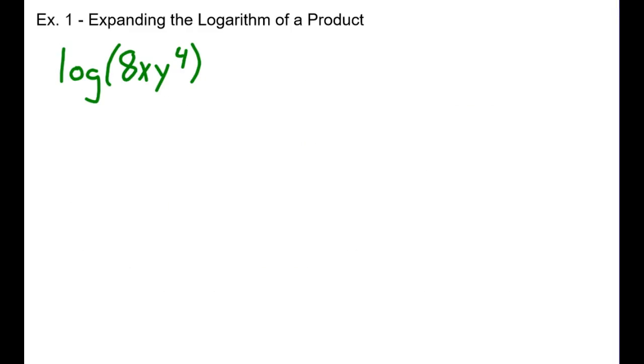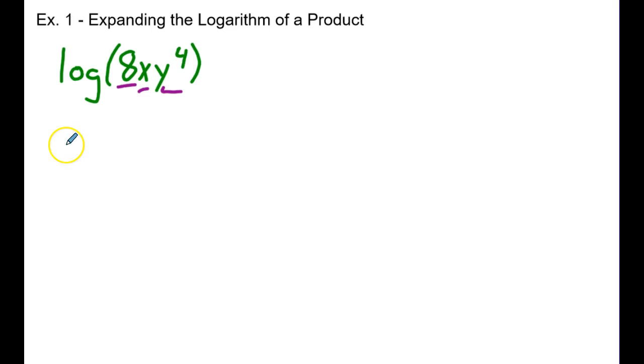Example 1, expanding the logarithm of a product. So we're going to take this logarithm we're given and break it apart using the product rule, and then we're actually going to have to use the power rule after that. So if we look, we have three different factors in this problem. We have 8, we have x, and then we have y to the fourth. So in the end, we're going to have three separate logarithms.